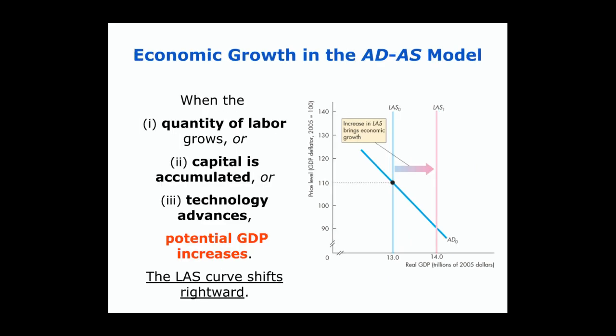So we can use this model to explain things like economic growth. How does economic growth happen? Well, economic growth happens when the quantity of labor increases, which increases potential GDP, or capital is accumulated, or technology advances. Both those things make labor more productive, and therefore will cause workers to be able to produce more at full employment. And so potential GDP increases, and the curve shifts rightward. This is how economic growth is explained in the AD-AS model.